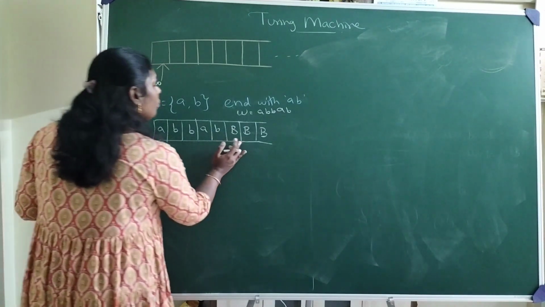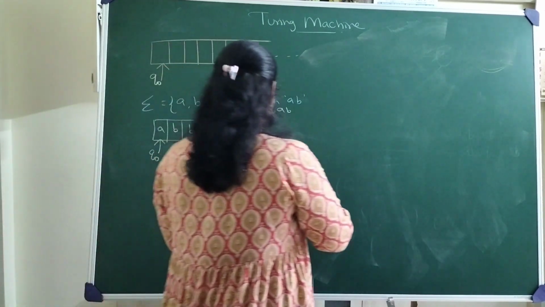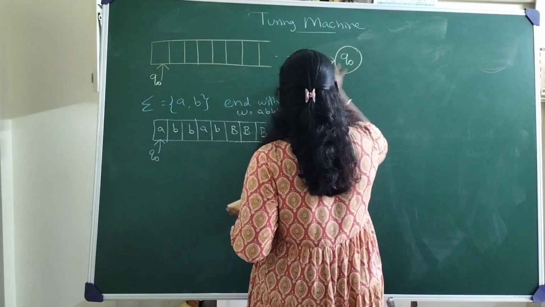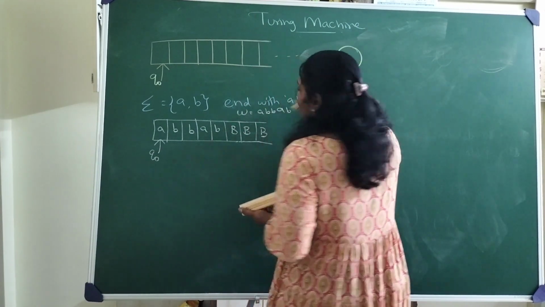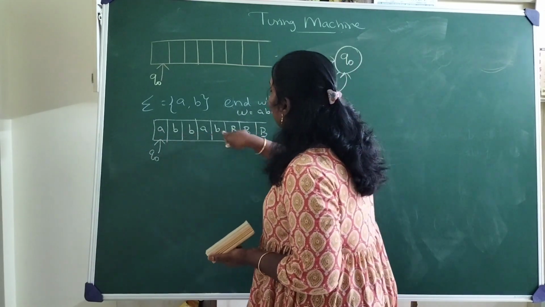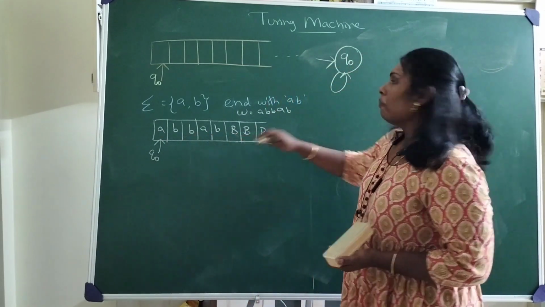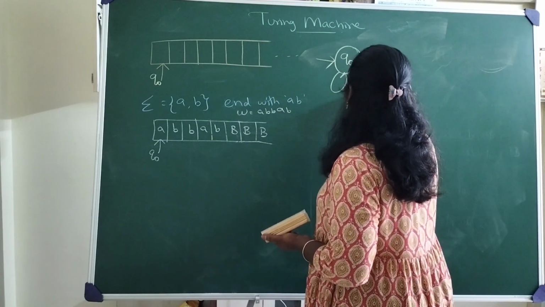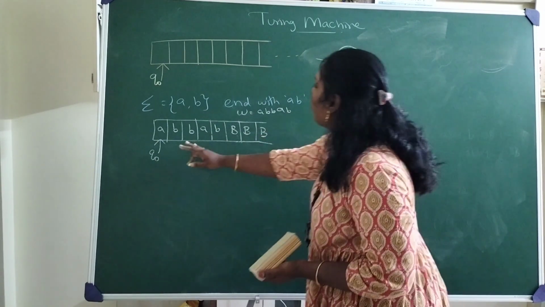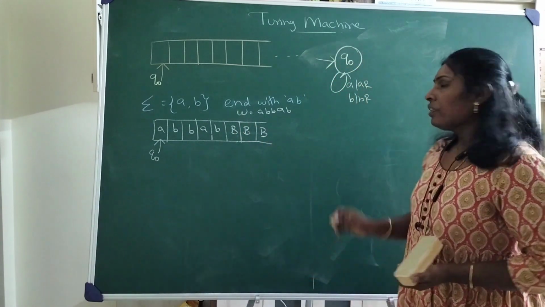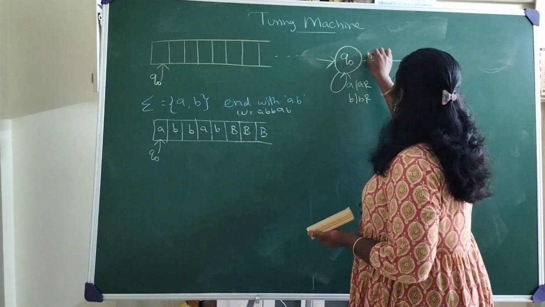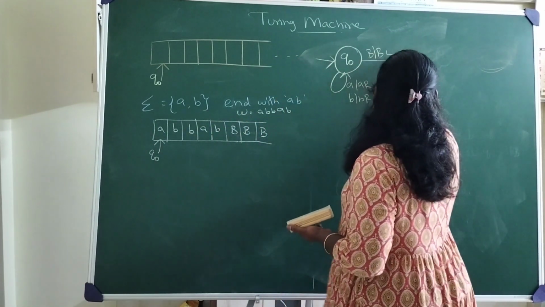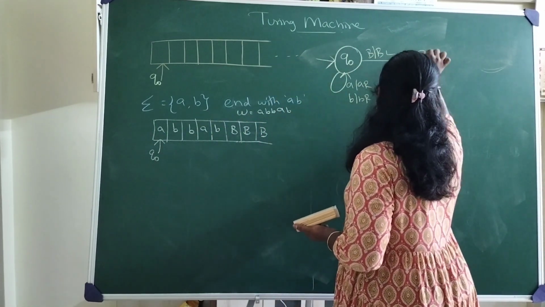So how can you do it? I can draw a transition diagram like this. I can have a state Q0, the starting state, where I just read each and every input until I reach a blank symbol. So I put a loop: when the input is A or when the input is B, I keep on moving until I reach the blank symbol. And once I reach the blank symbol, I make one step prior to it, a left side move, making a transition to the Q2 state.